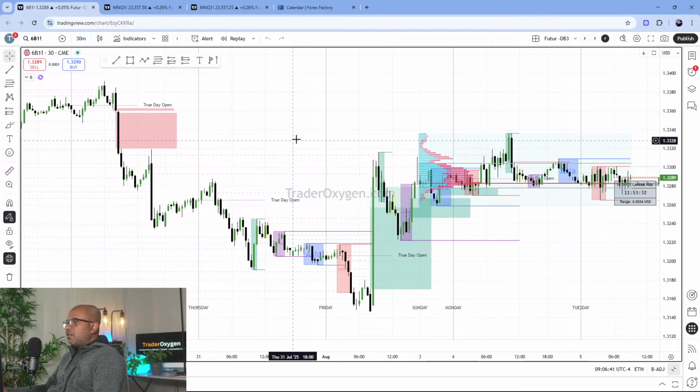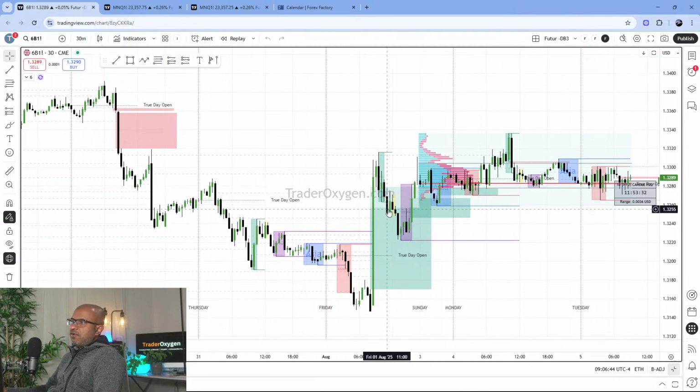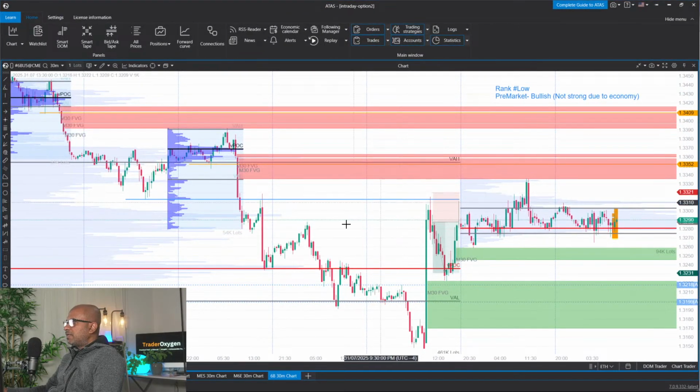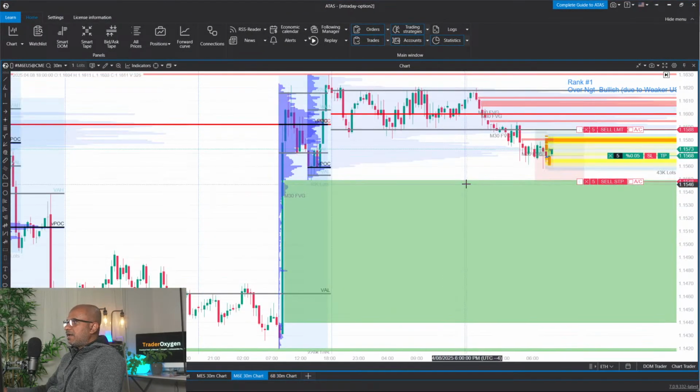You have fixed range profile, periodic volume profile, likewise. But compared to TradingView's features, when it comes to volume profile and order flow analysis, the ATAS platform has more powerful features, because ATAS is more focused on volume profile and order flow analysis. That is its strength, right? Now you can see the trade is currently in profit.